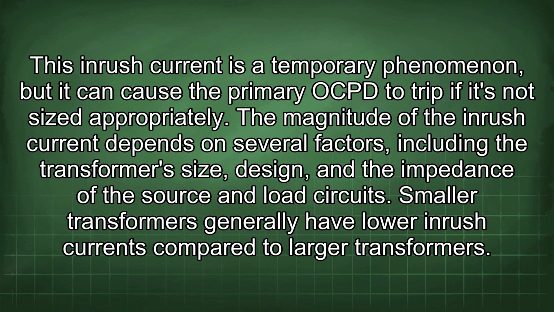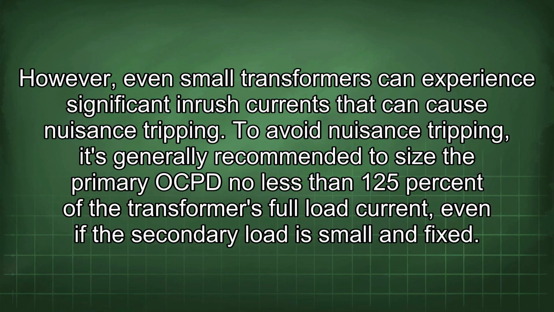This inrush current is a temporary phenomenon, but it can cause the primary OCPD to trip if it's not sized appropriately. The magnitude of the inrush current depends on several factors, including the transformer's size, design, and the impedance of the source and load circuits. Smaller transformers generally have lower inrush currents compared to larger transformers. However, even small transformers can experience significant inrush currents that can cause nuisance tripping.